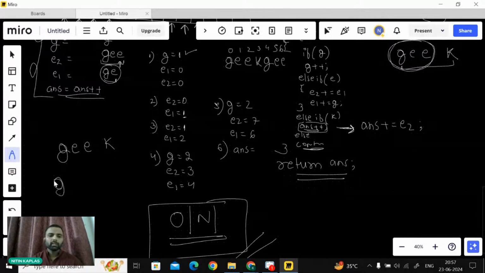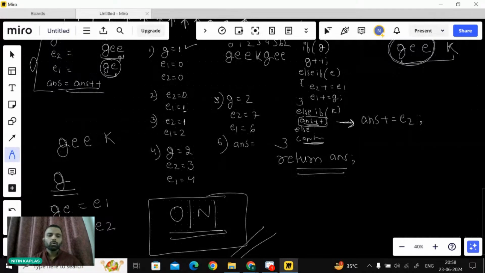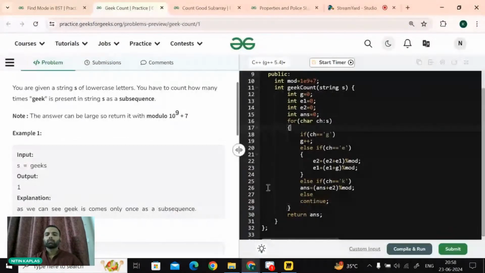So let's split this. G is this. This is the count of it. GE's count will be stored in E1 and GEE count will be stored in E2, right? Whenever your K comes, just ask E2 how many counts you have. Just add this at the end, and return that answer. Okay, so yeah, that's the intention to solve this.